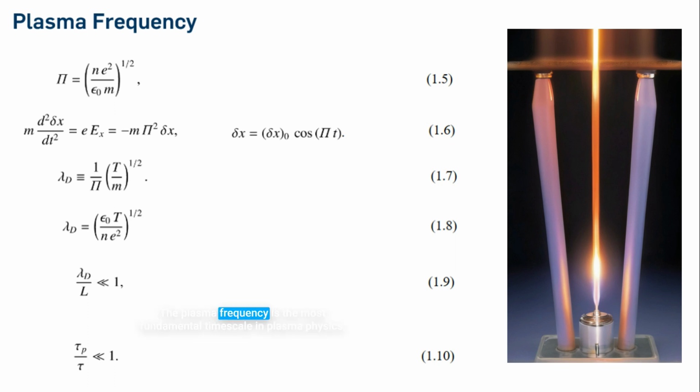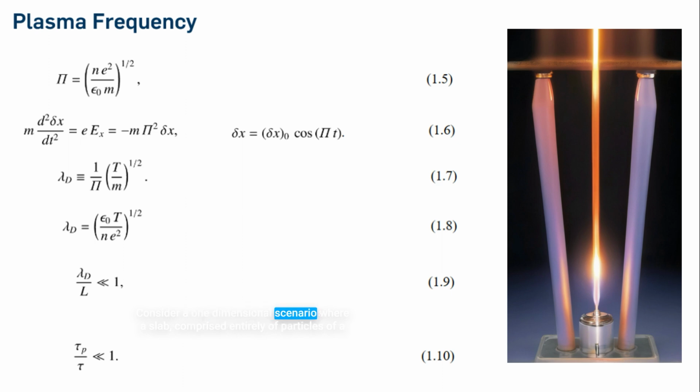The plasma frequency is the most fundamental timescale in plasma physics, and there exists a distinct plasma frequency for each species, with the electron plasma frequency being the most crucial. When textbooks refer to the plasma frequency, they typically mean the electron plasma frequency. This frequency corresponds to the electrostatic oscillation frequency of a species in response to a slight charge separation.